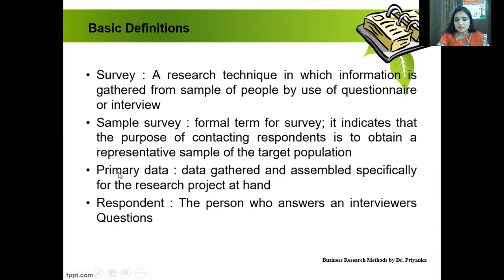Then primary data. Primary data is data gathered and assembled specifically for the research project at hand. We discussed secondary data in our last video. Secondary data is the data which is already available in the market, either through the internet or through libraries or anything. That data had been previously collected for some other project rather than the project at hand. But primary data is the data which is gathered for the project at hand. Then respondent, the person who answers an interview question.